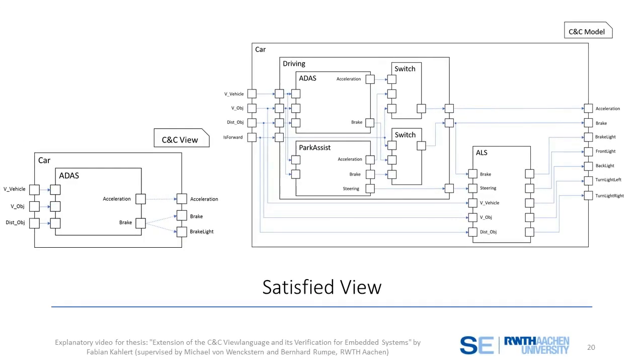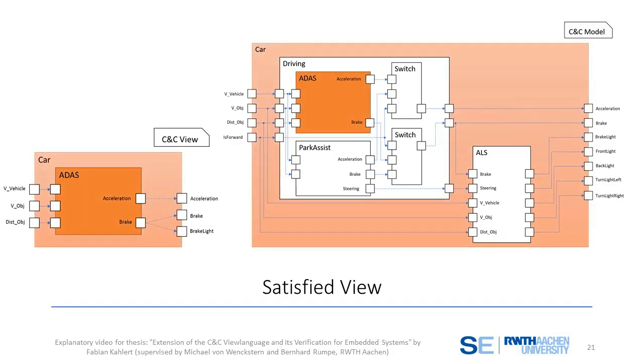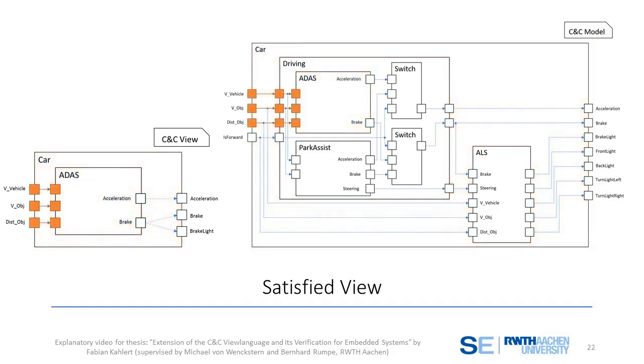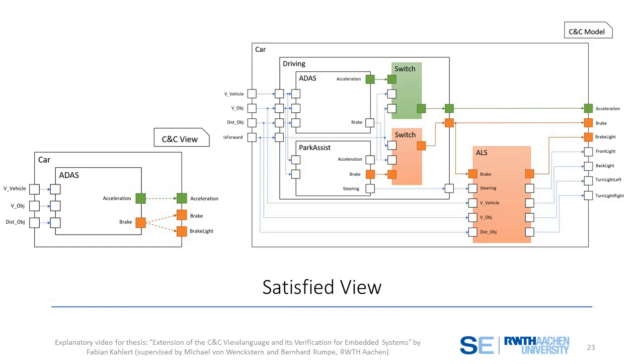Now I am going to illustrate how the first view is satisfied by the model. At first, we can see that the component ADAS is contained in the car component. All containment relations of the view are therefore fulfilled, as the view only consists of these 2 components. Secondly, all 3 abstract connectors of the view can be mapped onto the model's connectors, as highlighted here. At last, we can see how the 3 abstract effectors are concretized in the model.